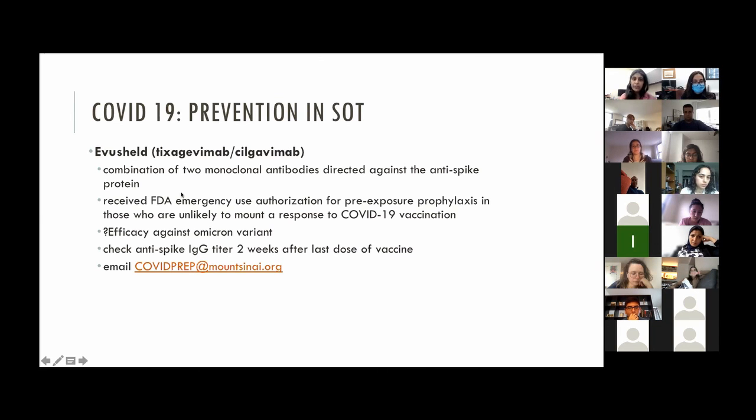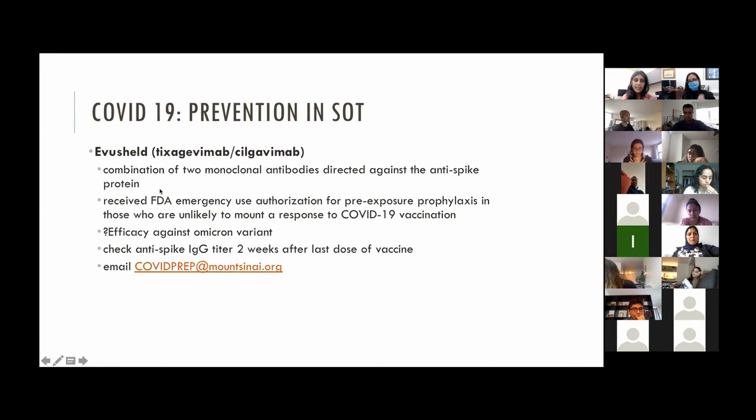Evusheld is a combination of 2 monoclonal antibodies directed against the anti-spike protein. It received FDA emergency use authorization for PrEP, or pre-exposure prophylaxis, in those who are unlikely to mount a response to COVID-19 vaccination. I can tell you there's questionable efficacy against the Omicron variant. So for patients who receive this, we tell them, please still be careful. But it does look like Evusheld does have better activity against the BA.2 variant coming down the line.